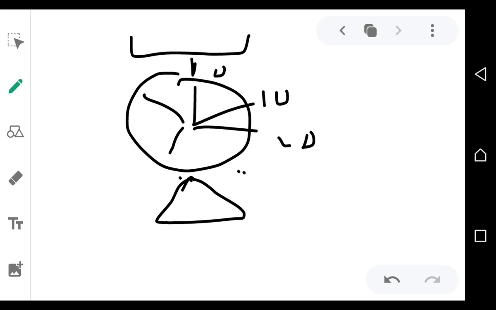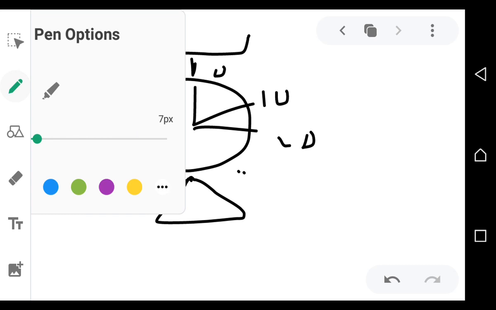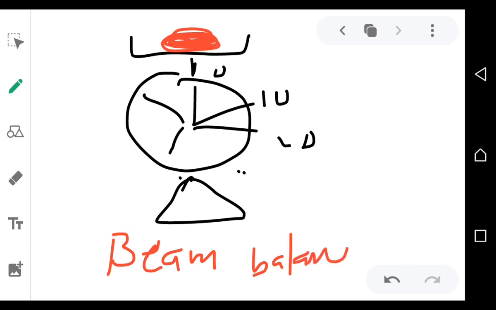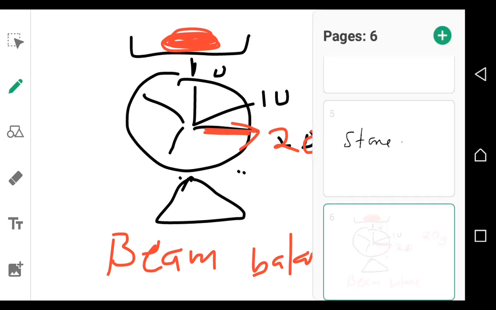It is calibrated. So you take your stone and put it on top of the beam balance. This is a beam balance, and you're trying to measure the mass. Maybe when you put the stone there, the arrow moves to 20 grams. So the mass is 20 grams. But what about the volume of this stone? How do you find the volume?